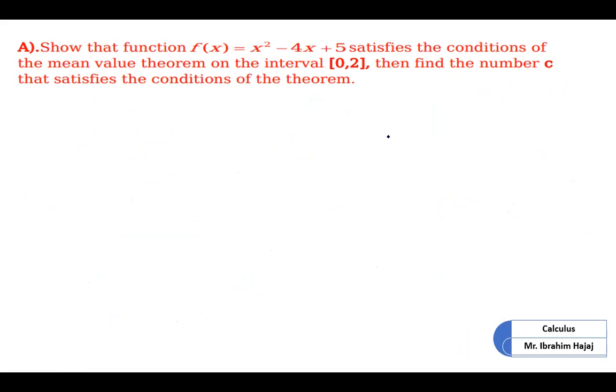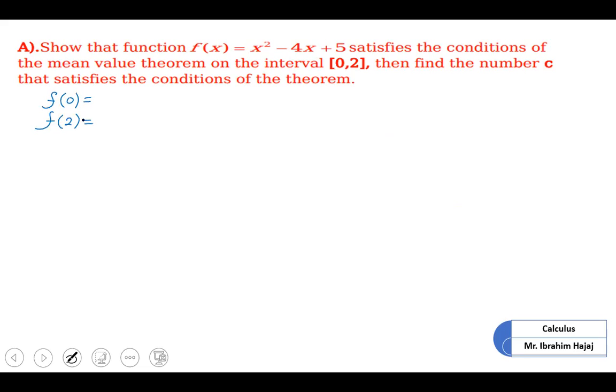In this question, guys, I would like you to pay attention and concentrate on this kind of question. The function f of x equals x squared minus 4x plus 5 satisfies the conditions of the mean value theorem on the interval 0, 2. Then find the number c that satisfies the conditions of the theorem. So simply, we first start by finding the values of f of 0 and f of 2.